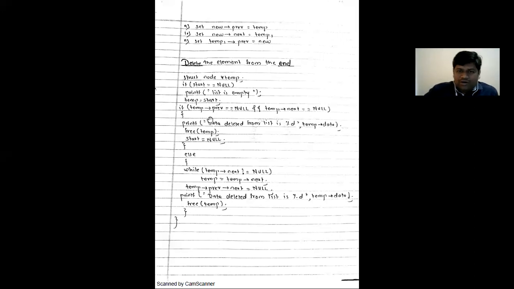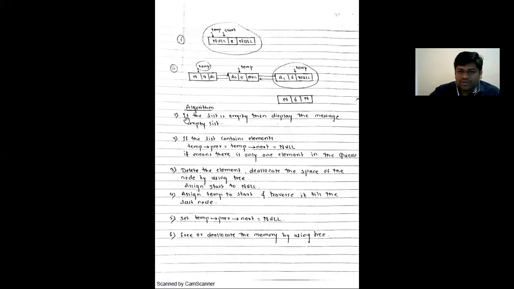So here the logic already I have written. So before deleting any element, what you need to check in the delete operation? पहिल्यांदा काय चेक करता तुम्ही? List is empty or not. Yes. So first you are checking the list is empty or not. Now, if the list is empty, then display the message empty list.